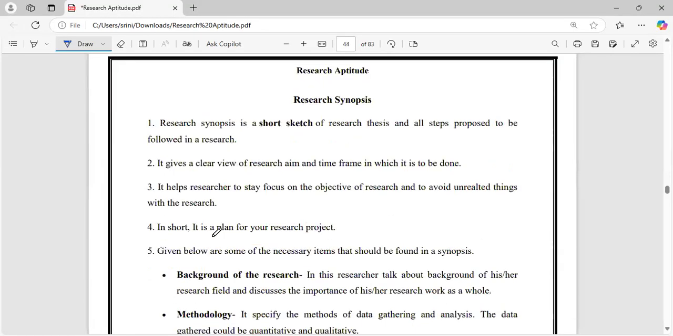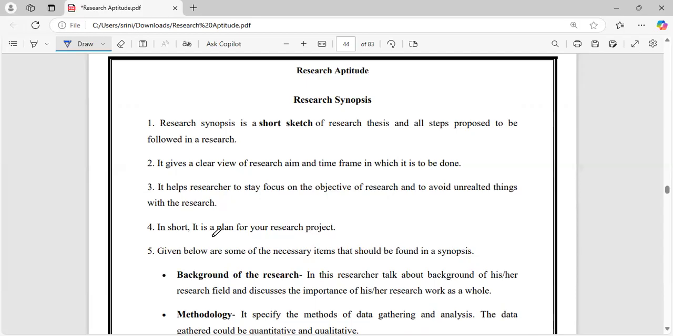Okay. Then research synopsis. It's about, you can say, what is the problem statement, how long it is going to take to complete the research, and then the amount required to complete the research, and then how we are going to do this research, the methodology. All those proposal details in a single document.